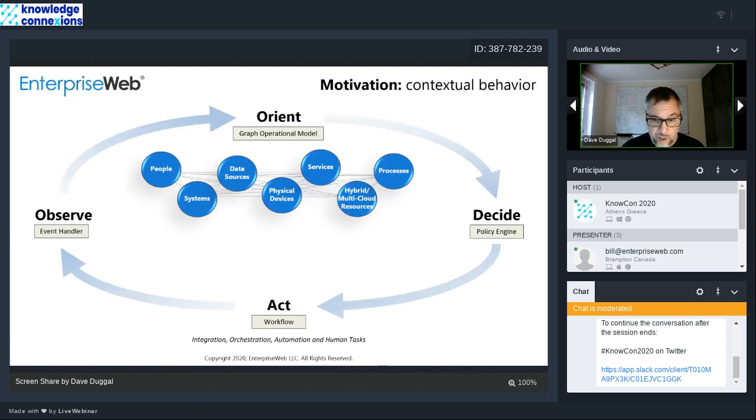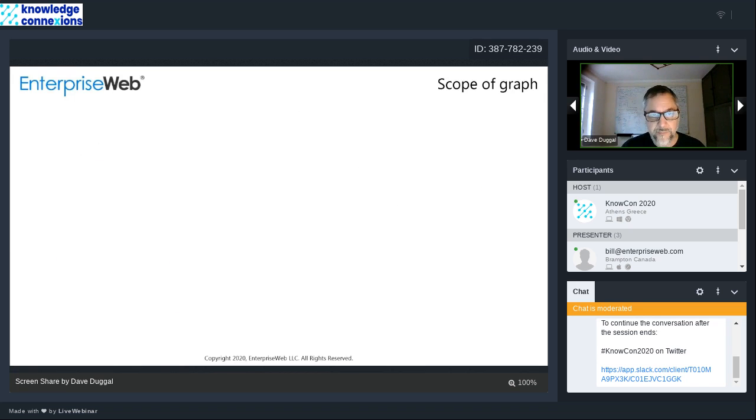We're talking about integration, orchestration, automation, and human tasks. So in a single click or a single event, we might be doing 1,000 separate operations, translating objects, connecting things, making decisions, and then configuring a remote device or a remote function. We might be reporting through the UI to a user, and that's all happening in real time. So that's autonomic control loops using graphs.